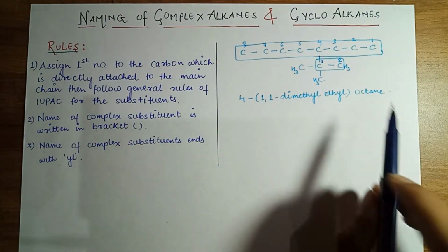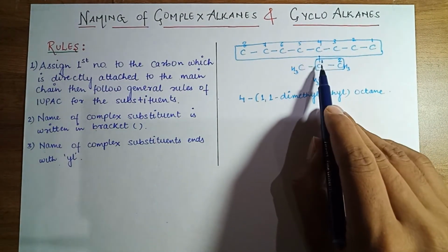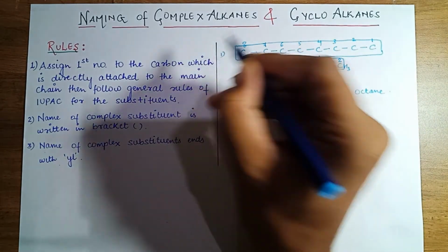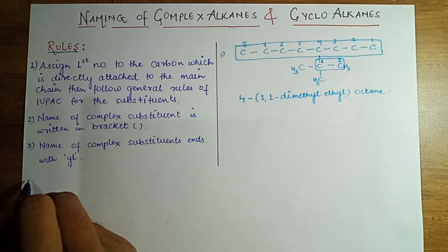It is very simple. First, number the carbon which is directly attached to the main carbon chain, then follow the IUPAC rules. This is my first example. Similarly, we can see the second example.